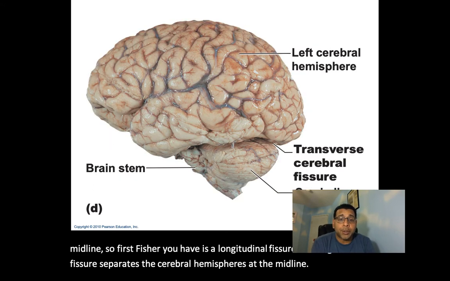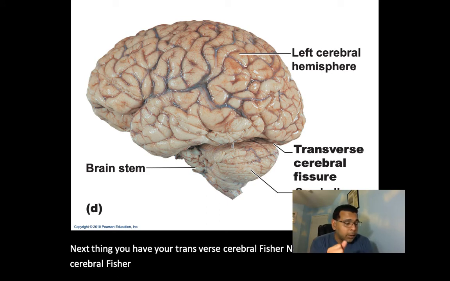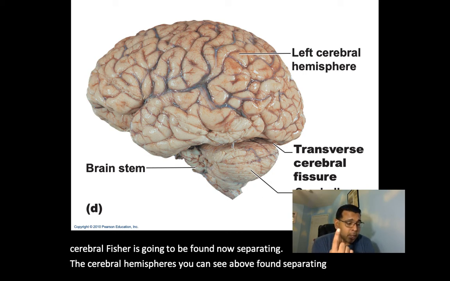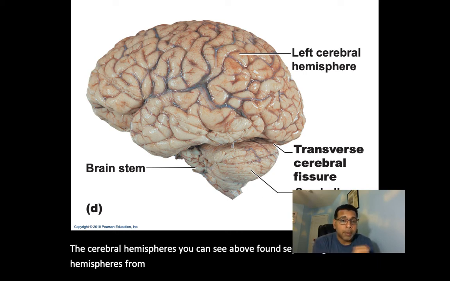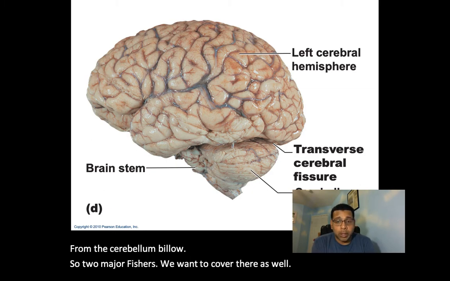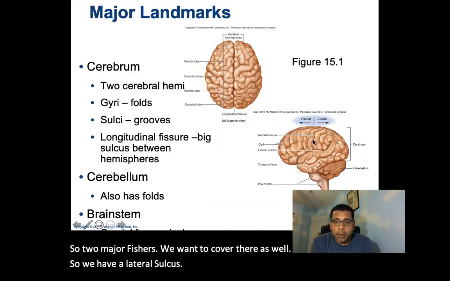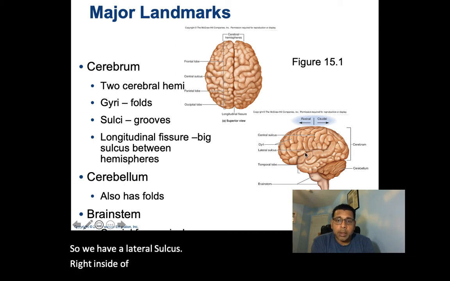Next you have your transverse cerebral fissure. The transverse cerebral fissure is found separating the cerebral hemispheres, which you can see above, from the cerebellum below. So those are two major fissures we want to cover. And then we'll have a lateral sulcus we'll talk about also, which you can appreciate right inside of here. So we'll talk sulci as we progress as well.